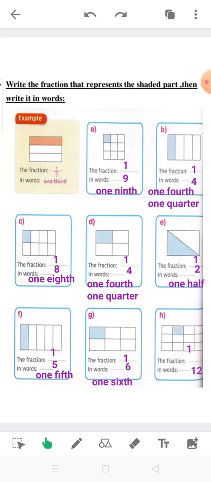Again, here I have got 1 colored part. I will write it in the top part, so in the numerator. And all of the parts, if we count all of the parts, we find it's 12. How can we read this fraction? Be careful. It is not twelve. We change V into FTH. Let's write it: one twelfth. Okay?